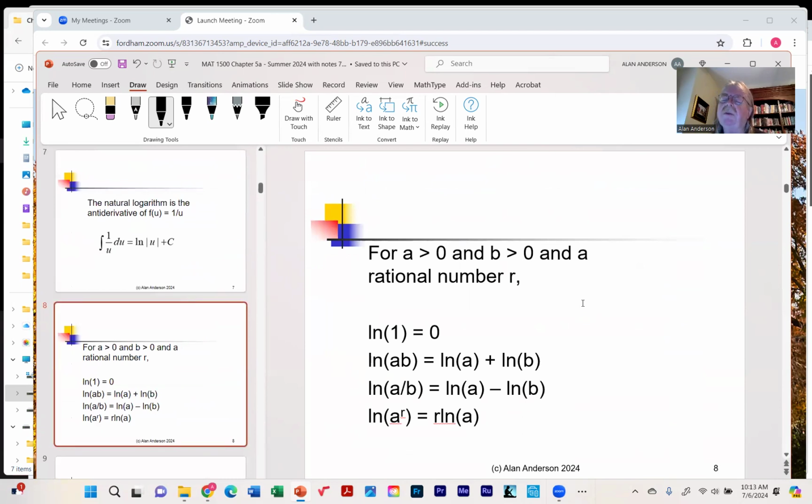Now, here are some basic properties. You probably remember these, but as long as a and b are strictly positive and r is just some rational number, the log of 1 is 0. The log of a product is the sum of the logs. The log of a ratio is the difference of the logs. And the log of a to the r power is simply r times the log of a. And the reason for that last one is, let's say that r is just 2, just to keep it simple.